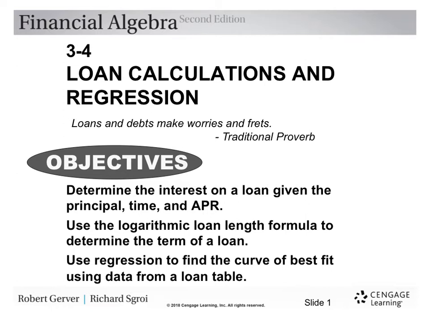The objectives are to determine the interest on a loan given the principal, time, and APR, to use the logarithmic loan length formula to determine the term of a loan, and to use regression to find the curve of best fit using data from a loan table.